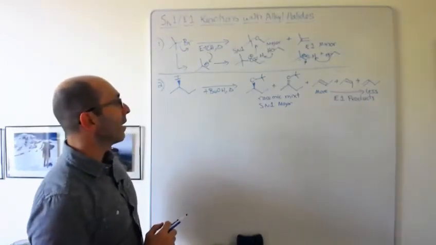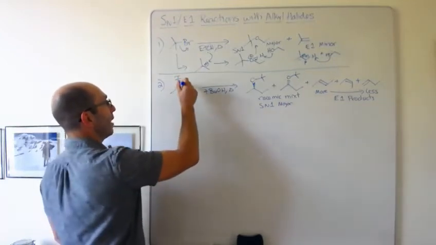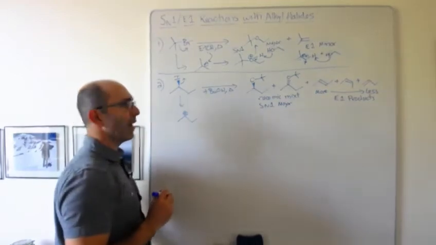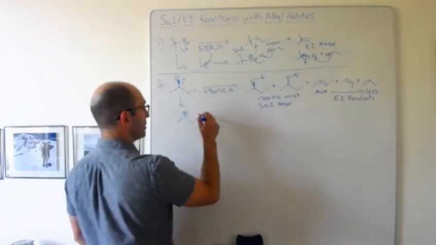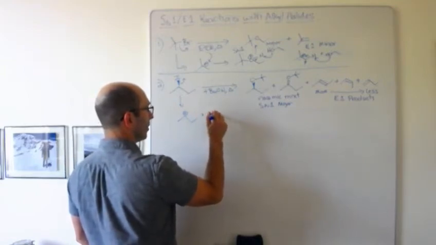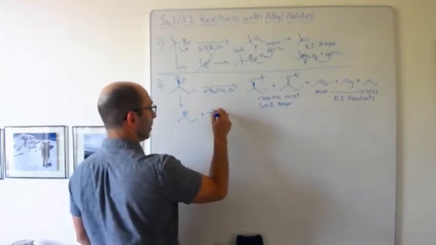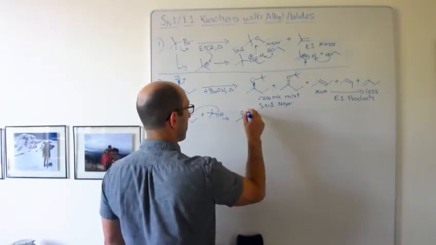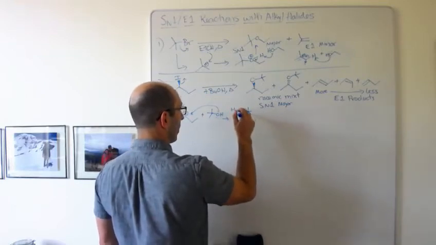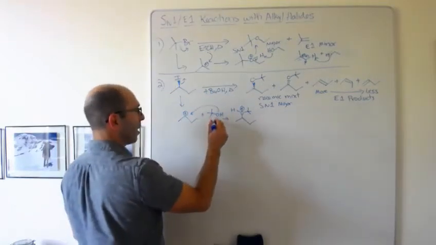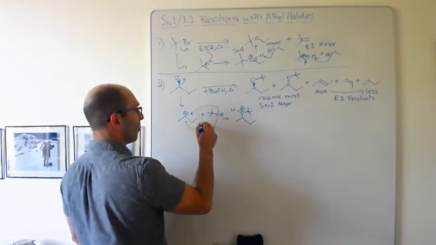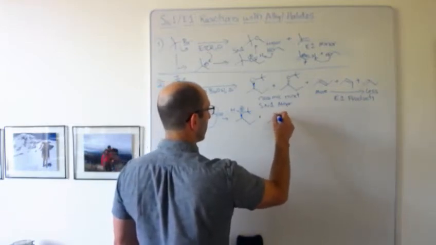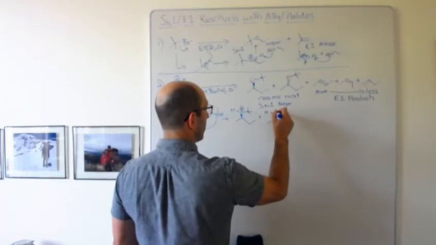So let's look at the mechanism. Again, it's going to look very similar to what we have above. We're going to form a secondary carbocation. T-butanol can then add to the carbocation. And again, it can add from the top or the bottom, right? So we're going to have that bond coming out and that bond going back, right?